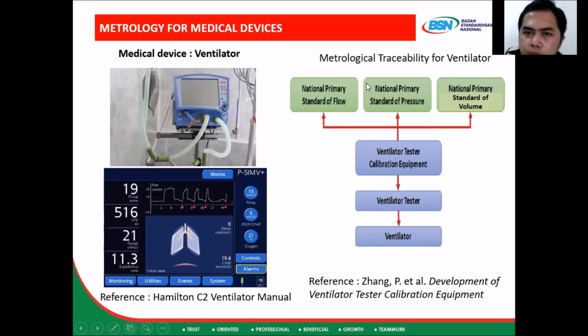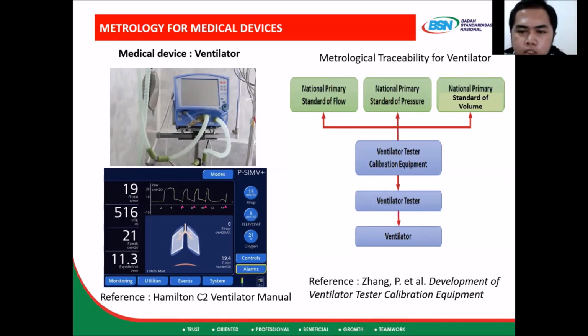Technically, there is metrological traceability for the ventilator, as shown in this slide, where the ventilator is calibrated using a ventilator tester. BPFK or calibration laboratories use a ventilator tester from a commercial one like Fluke or something. They are the commercial ones.